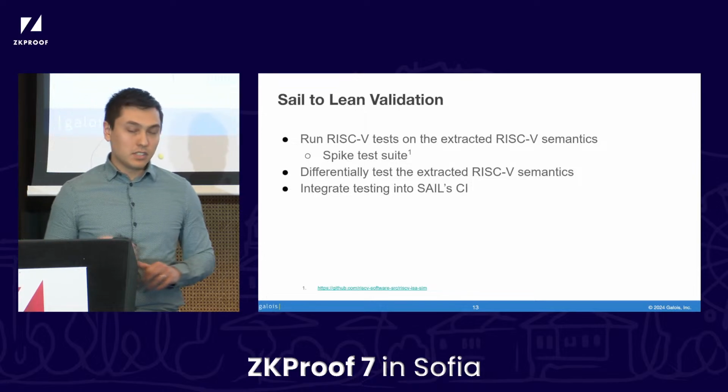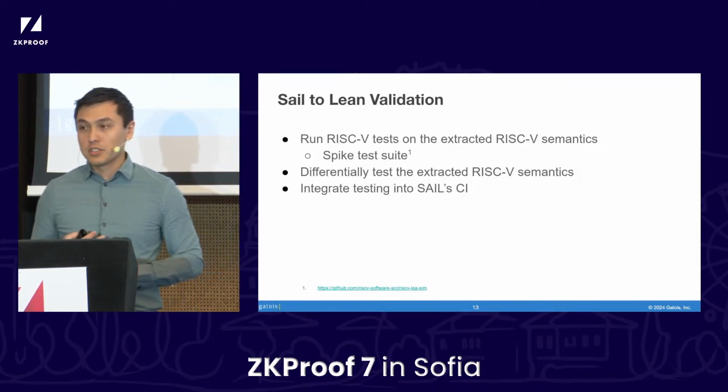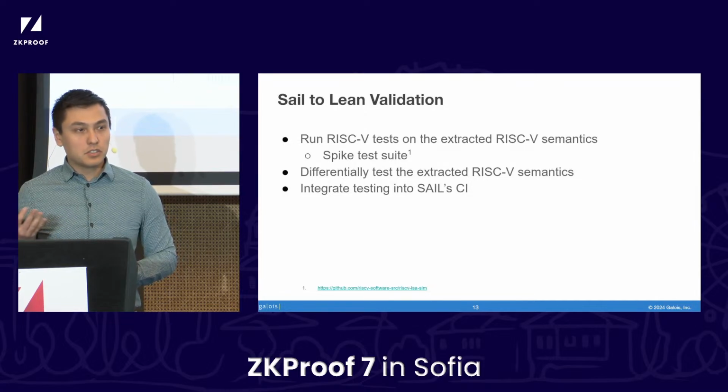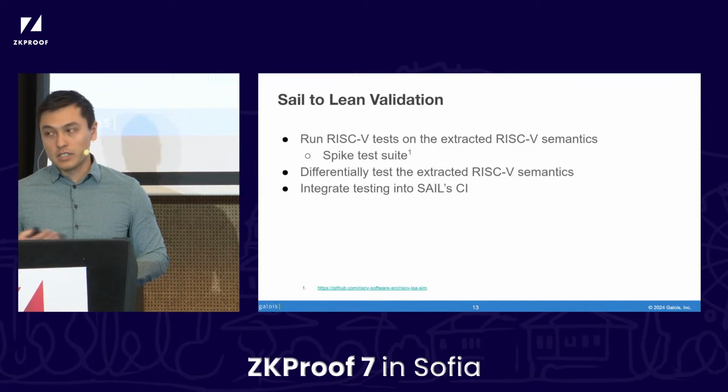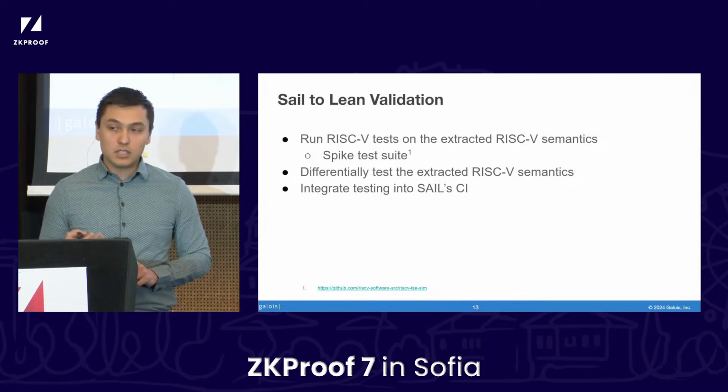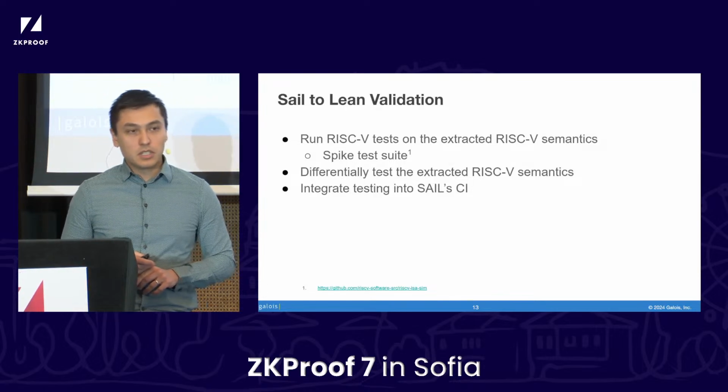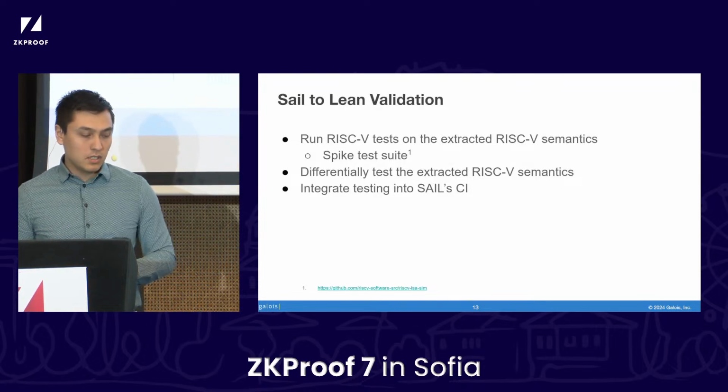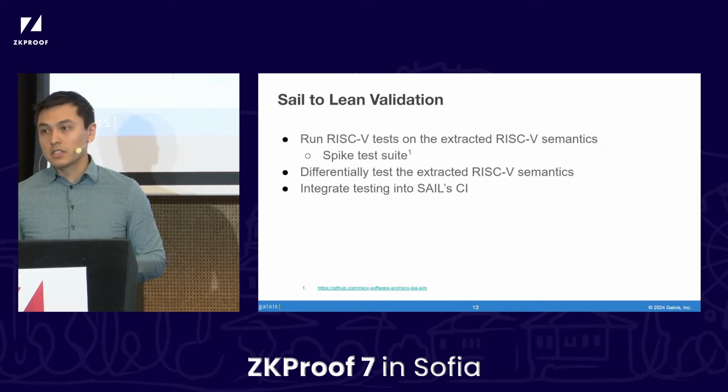Since this is our reference semantics, we want to actually make sure it's correct. So instead of just blindly trusting our backend extraction, we want to test it. We're using some standardized test suites for RISC-V. We're doing some differential and property-based testing. And we're also integrating all this into Sail so that this stays correct over time as well.